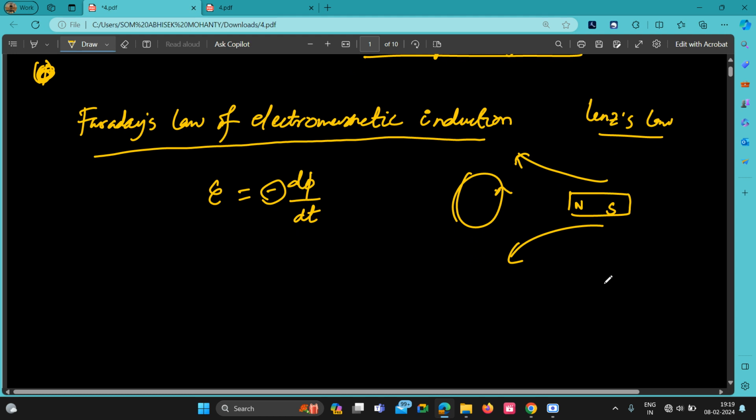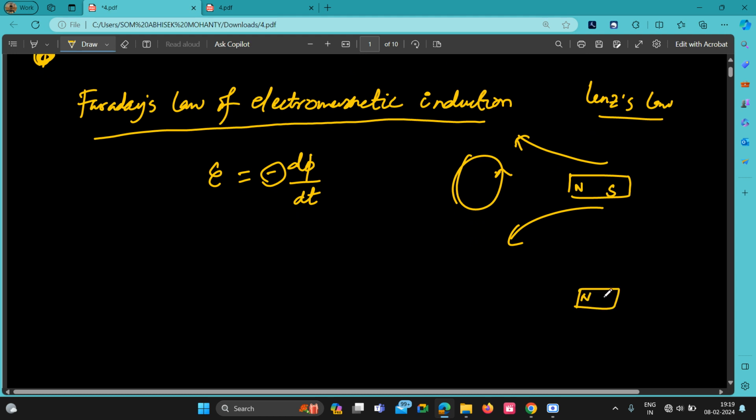Suppose now I take the magnet away from the coil. Okay. If I take the magnet away from the coil, then the current direction will be reversed, isn't it? The current direction will be reversed. That's what the negative sign indicates, right? Okay. So E is equal to minus d phi by dt.